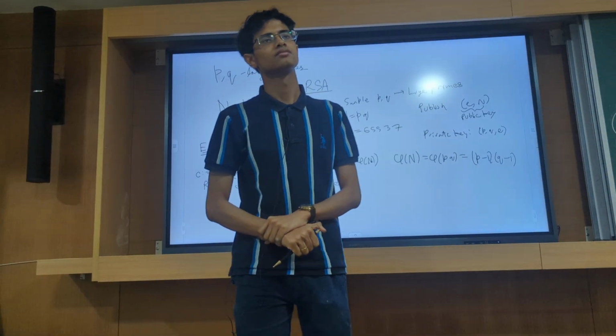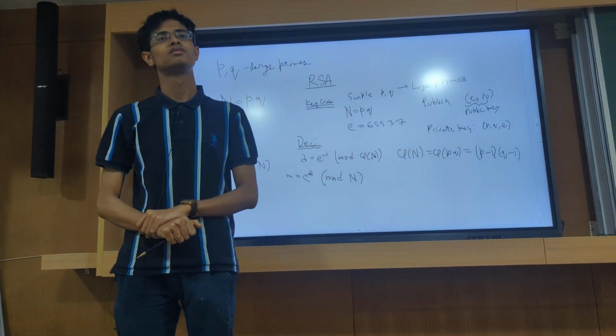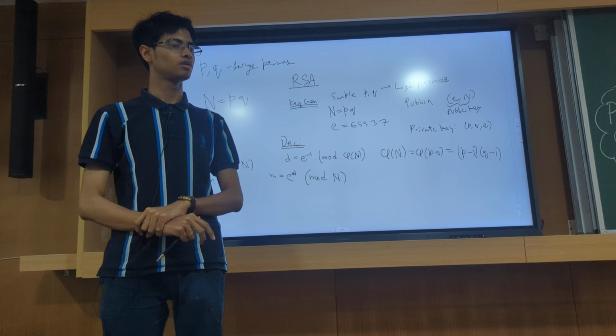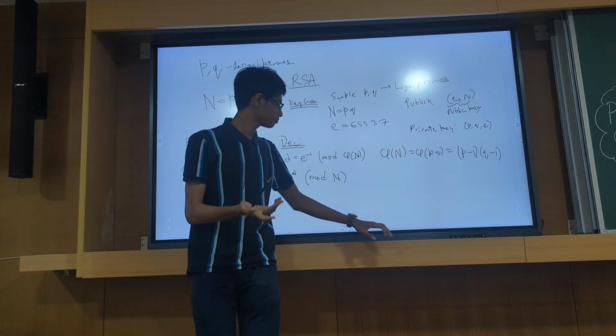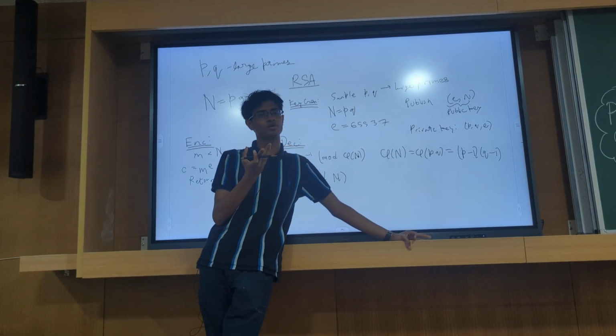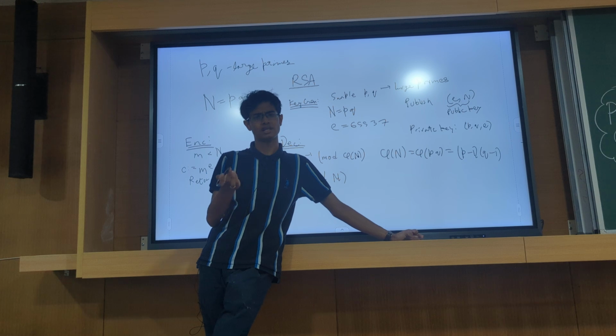What was Reddy's question, I forgot? Reddy's question was about the function. What is the function? The Euler totient function of n is basically the number of integers co-prime to n that are less than or equal to n.